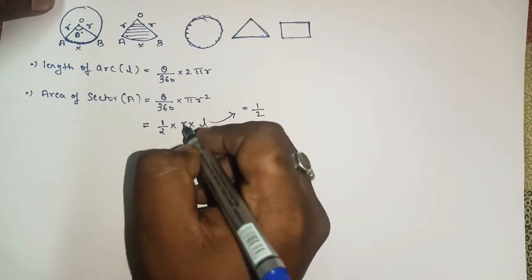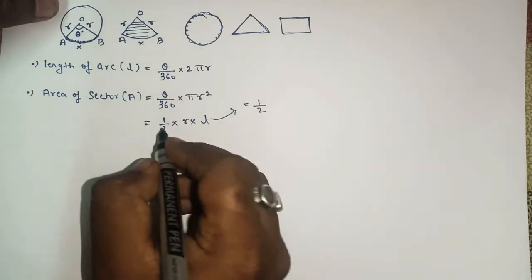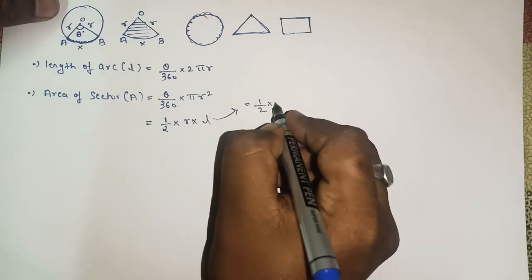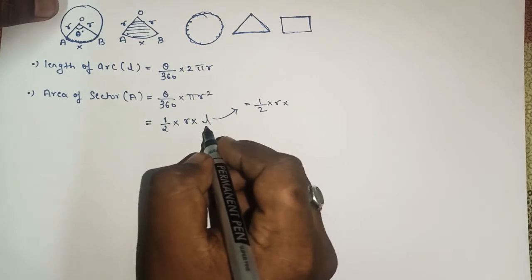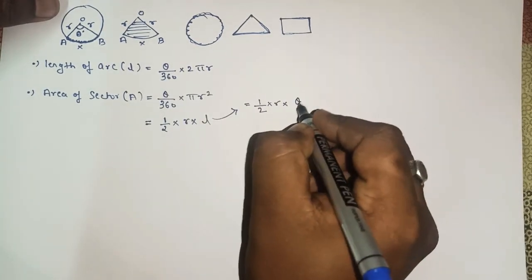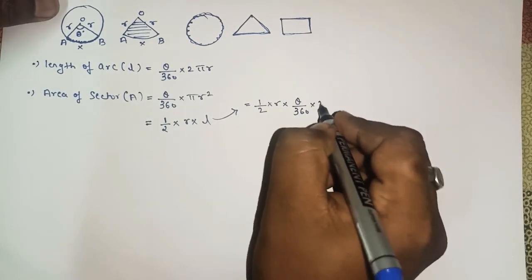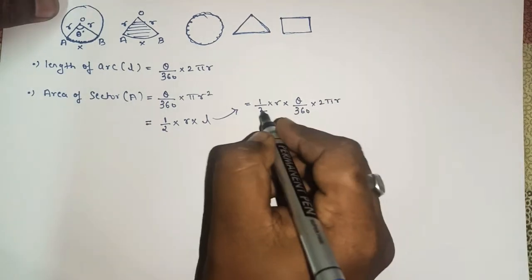Actually these two formulas are one and the same only. Suppose in place of L, we write this formula, that is theta upon 360 into 2 pi r. So here the 2 will get cancelled.